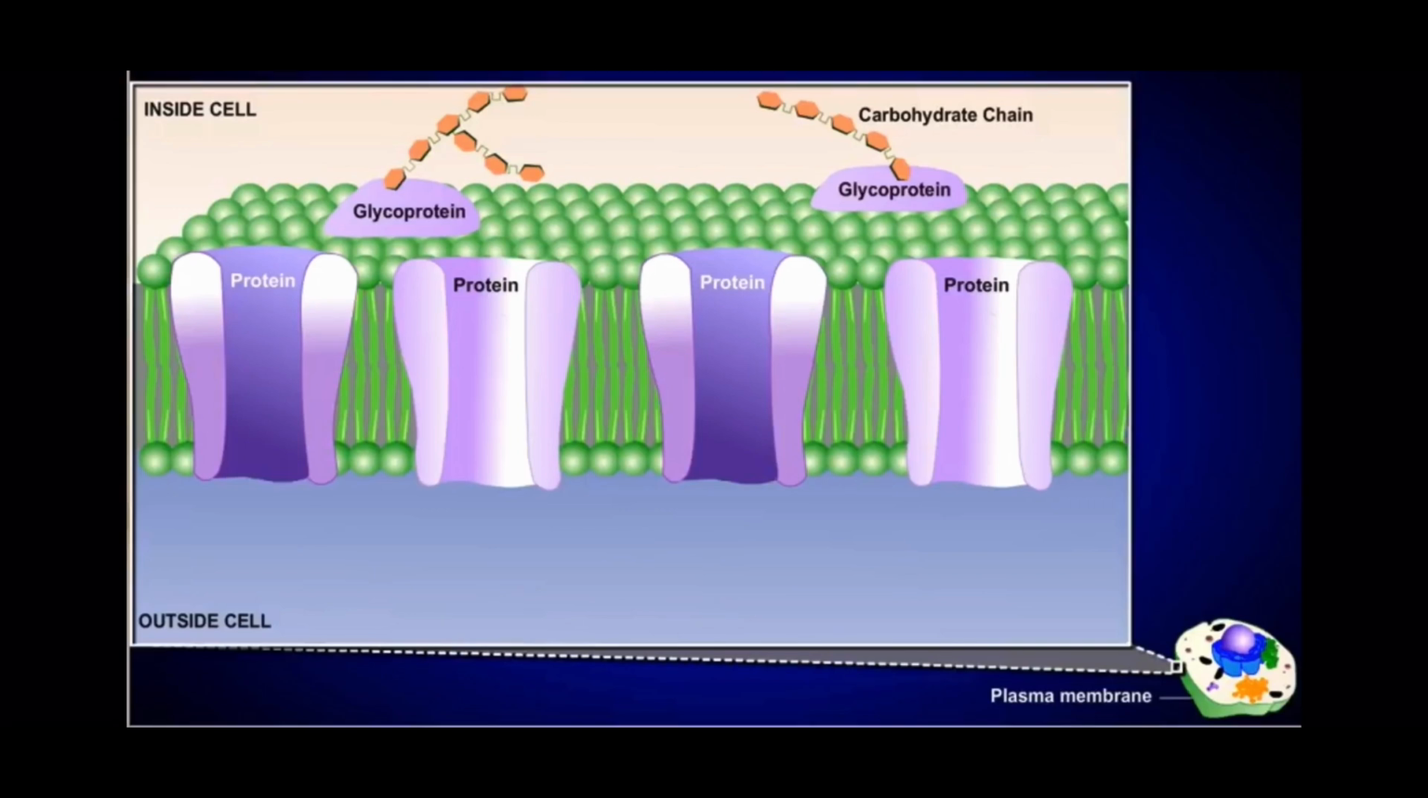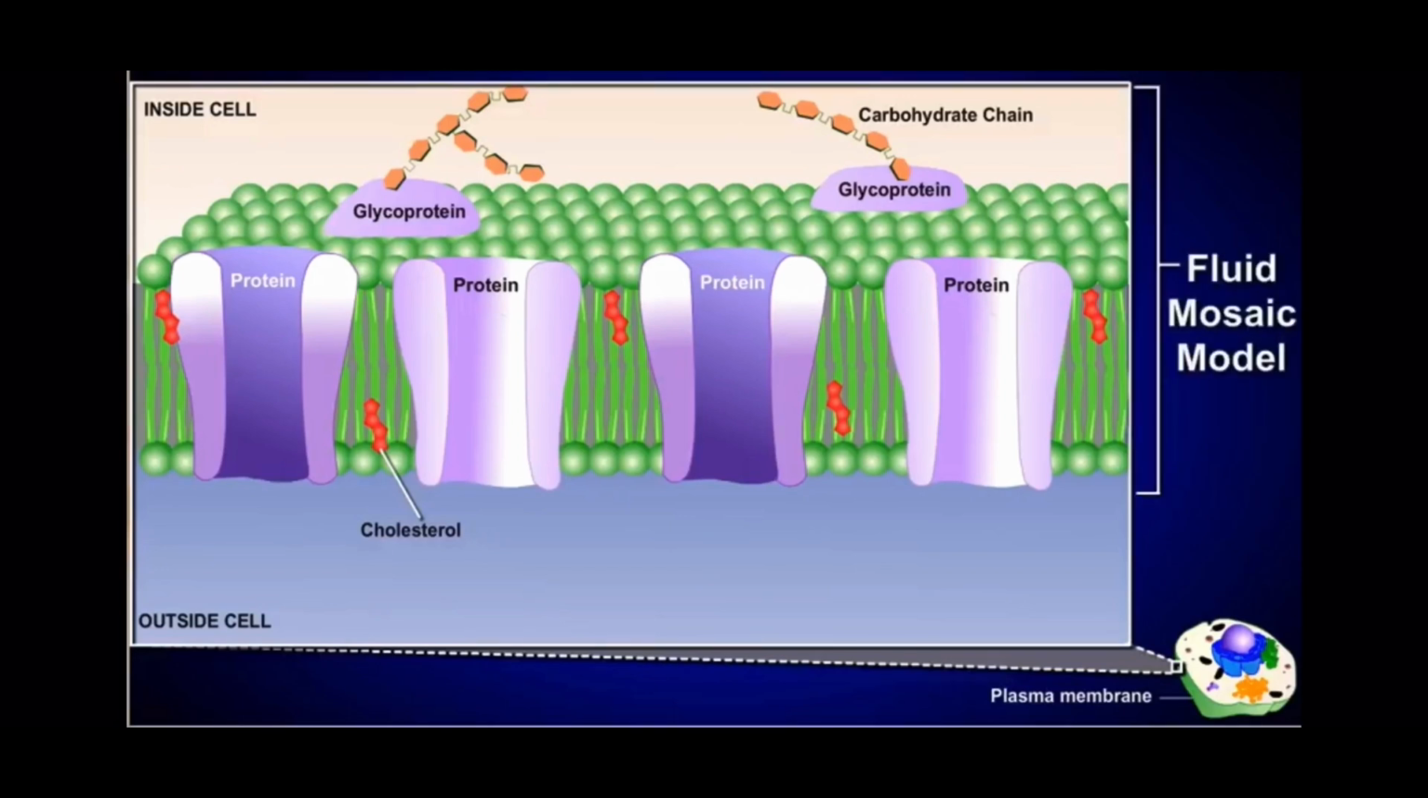Cholesterol is present in the membrane as well. Cholesterol lends support to the membrane and regulates fluidity, giving the membrane the general consistency of olive oil. The phospholipids, proteins, glycoproteins, and cholesterol are all present in the membrane as a flexible pattern, commonly referred to as the fluid mosaic model. Together, these components of the cell membrane allow the cell to interact with its external environment.